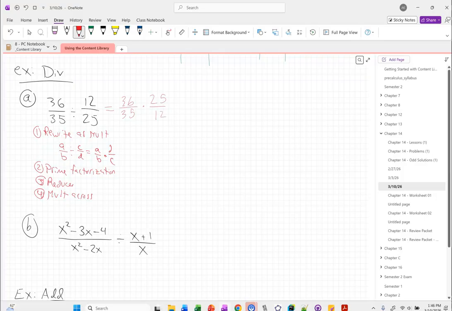Multiply by the reciprocal. And then prime factorization, reduce, and multiply across. What's the prime factorization of 36?